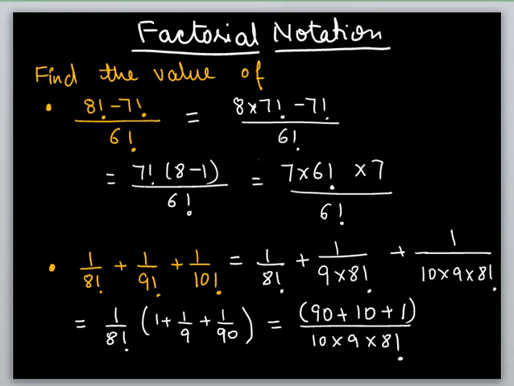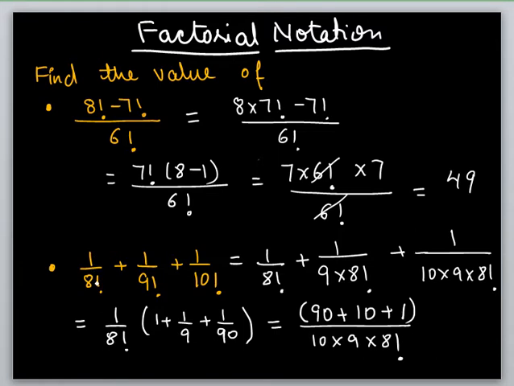As you can see, 8 factorial can be written as 8 into 7 factorial, keeping this 7 factorial as it is and the denominator 6 factorial as it is. You can see from the numerator 7 factorial can be taken common and we are left with 8 minus 1. Now this 8 minus 1 provides us 7, and this 7 factorial over here can be expanded and written as 7 into 6 factorial. So 6 factorial and 6 factorial get eliminated and we are left with 7 into 7, that is 49. Let us see another one.